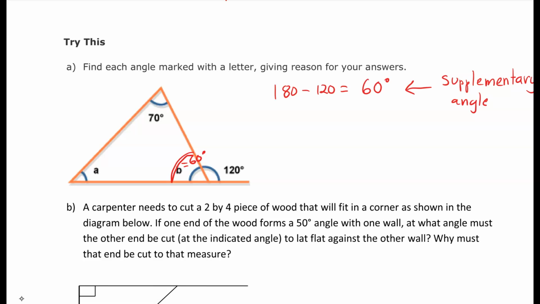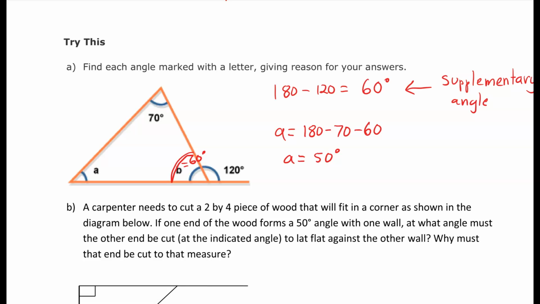We can now figure out what A is going to equal, because A equals 180 subtract 70 subtract 60, because all of the angles inside a triangle add up to 180 degrees. So A is going to equal 50 degrees. And this is going to be the sum of all of the angles in the triangle that helps us add up to 180 degrees.